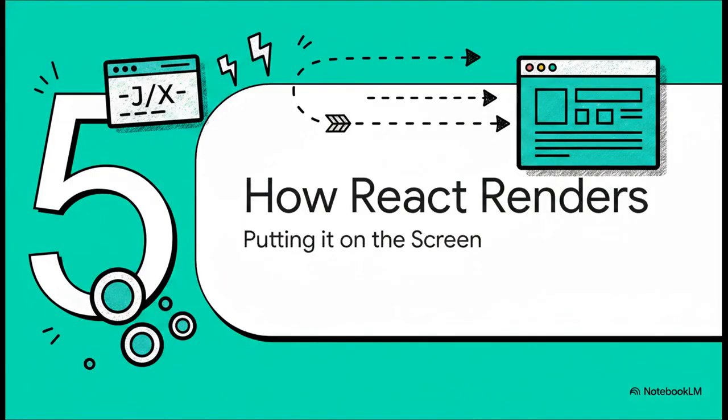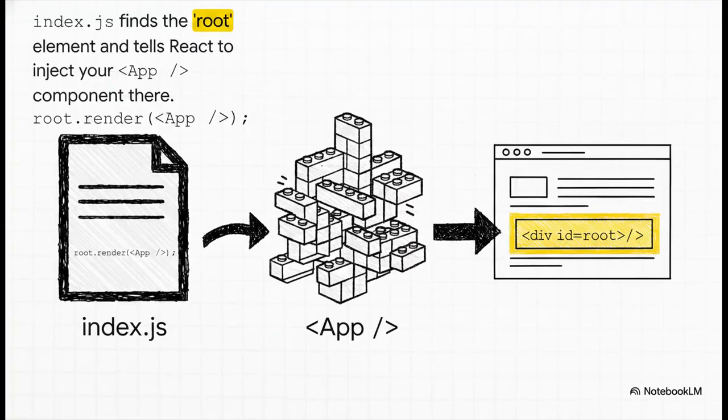So we've built our components with JSX, but how do they actually show up on a real web page? That final step is called rendering, and it's what connects our React code to the actual HTML file that shows up in the browser. This all happens in a file called index.js. The code here does two main things. First, it finds an HTML element on the page that has an ID of root. Then, the render function tells React to take our main app components and all the other components nested inside it and inject it right into that spot.